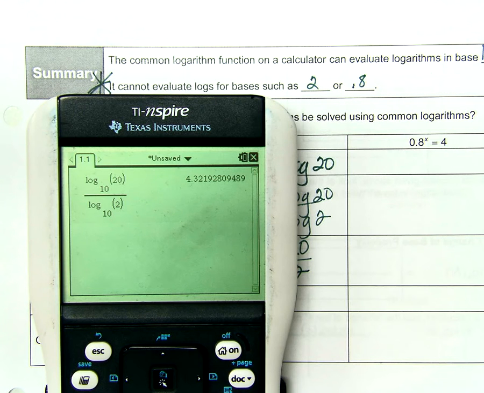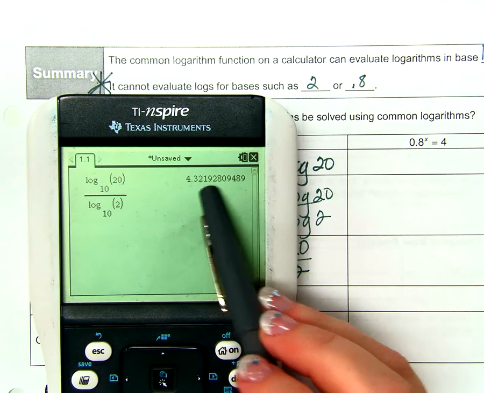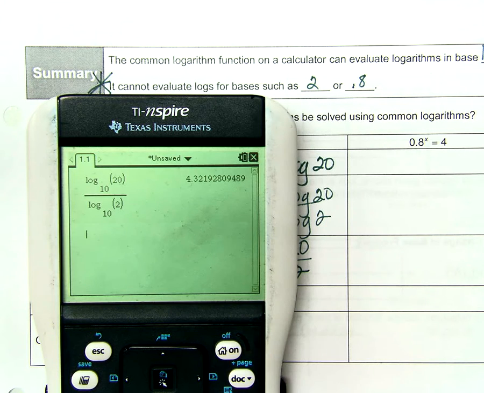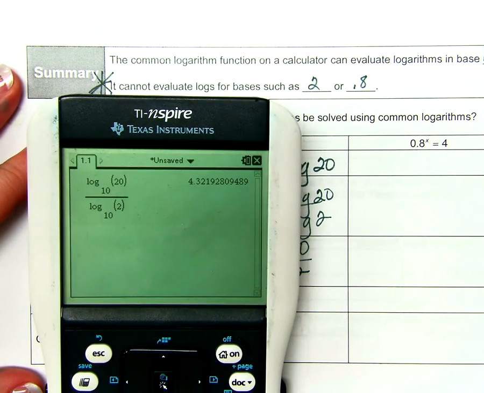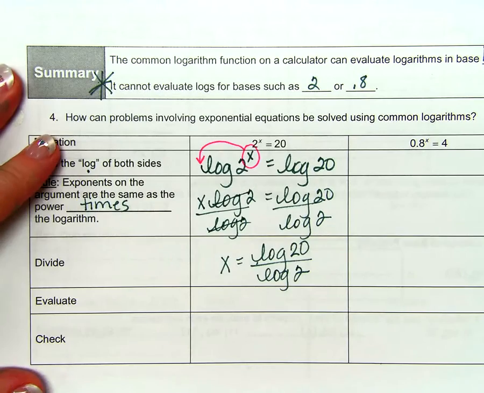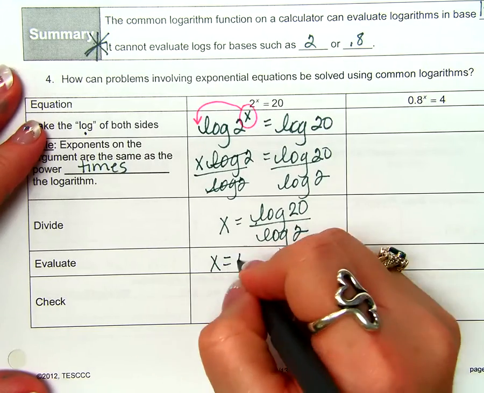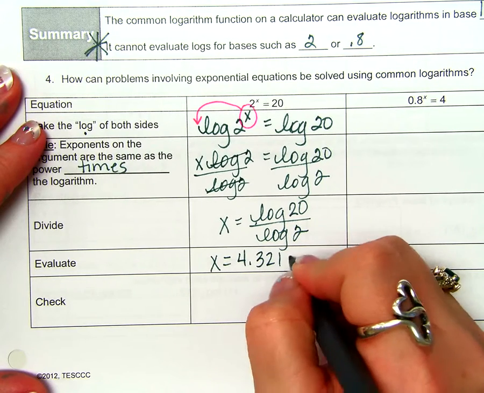Okay? Now, chances are, if you did this in the calculator that you have on your desk, you got something different. 4.32193 is probably what you have. Yep. Okay? Because I have my calculator set to go to 12 decimal places, and I think yours is set only to go to 6. And that's okay, either way. I just wanted to make sure that you understood that those were the same kinds of things. Okay? So I get x equals 4.32193.